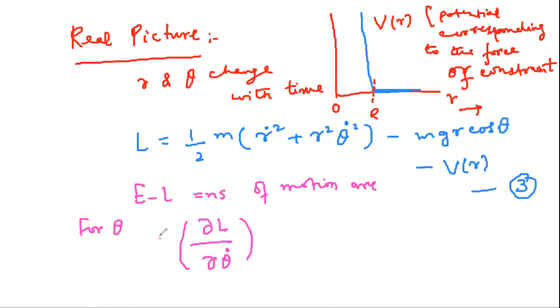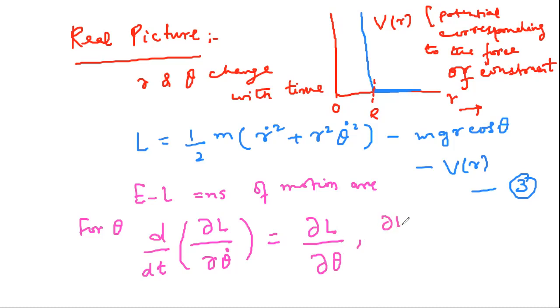Then I have to find its time derivative. Then I have to equate that with dou L by dou theta. This is the Euler-Lagrange equation in theta. Dou L by dou theta is equal to d by dt of dou L by dou theta dot. So let us do.